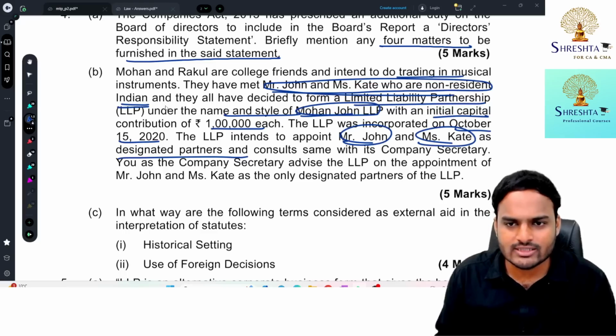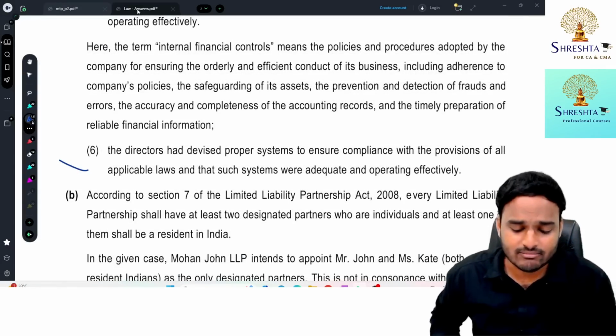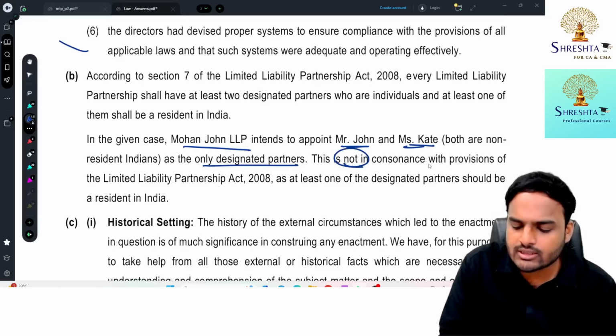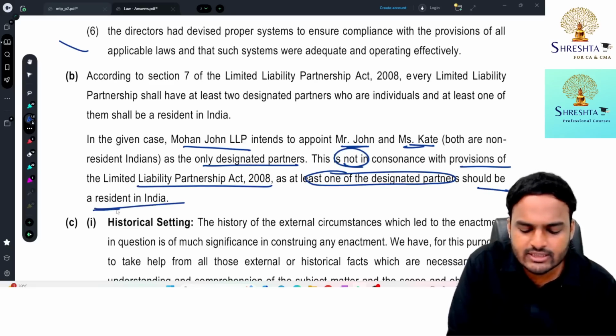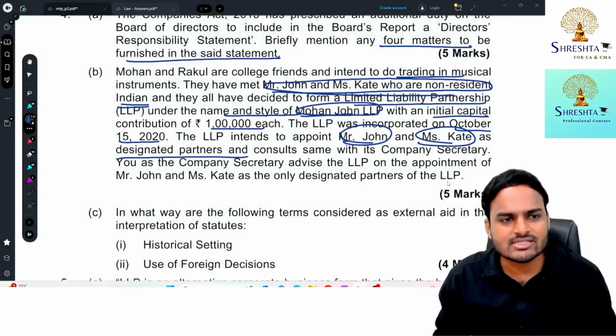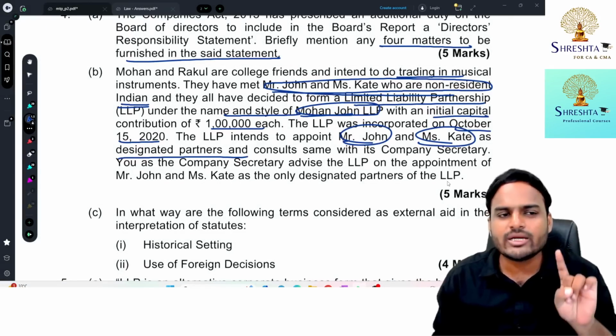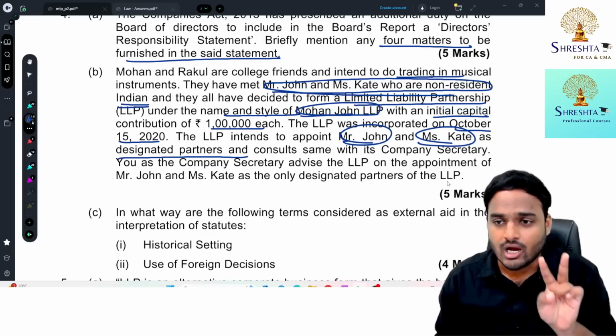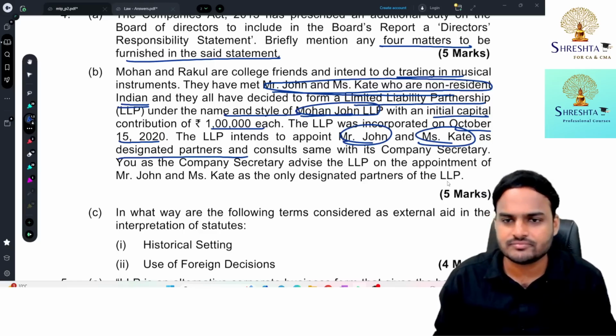Both are non-resident Indians. At least one of them should be resident, right? So appointment of all non-residents as designated partners is not tenable. You can look at the answer. In the given case, Mohan John LLP intends to appoint Mr. John and Kate as the designated partners. This is not in accordance with the provisions of LLP Act. At least one of the designated partners should be resident in India. Who can act as designated partner? Individual. How many designated partners should LLP have? Minimum 2. Out of 2, 1 should be resident in India.